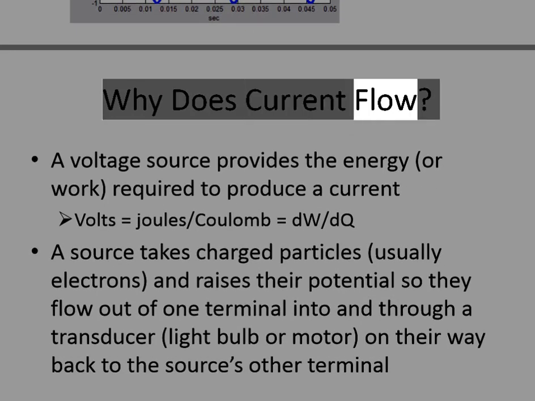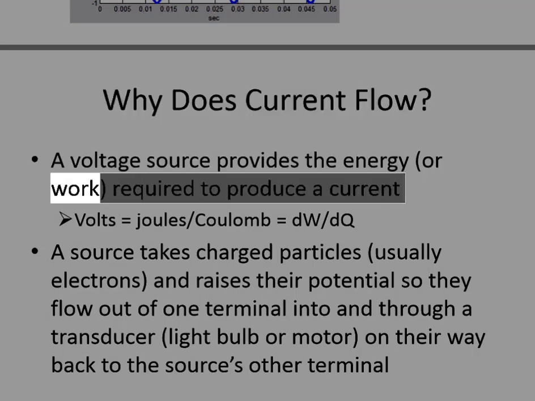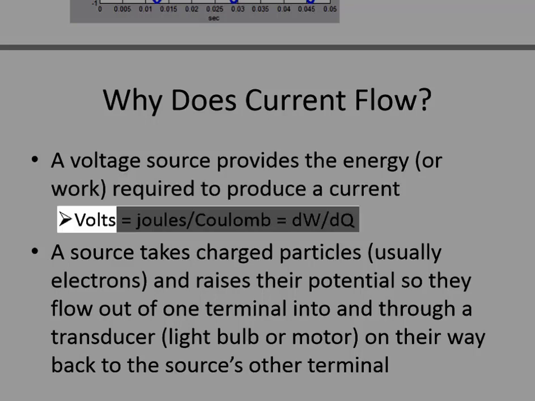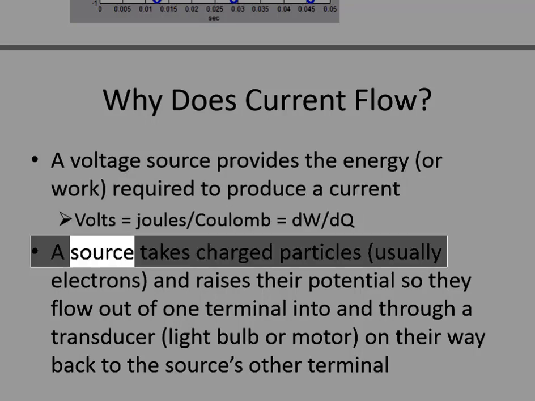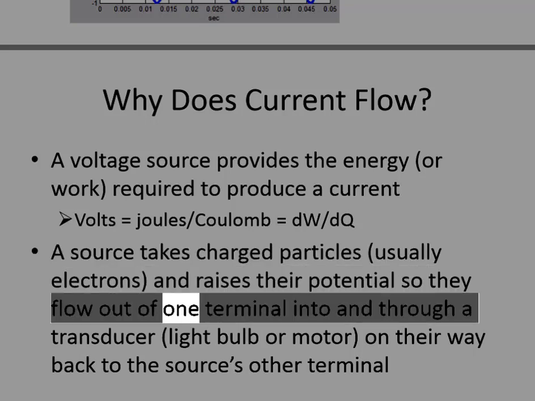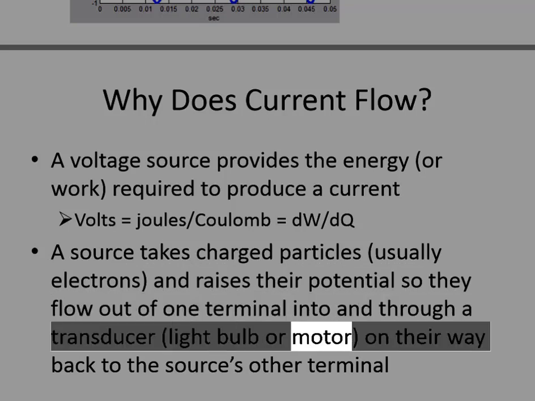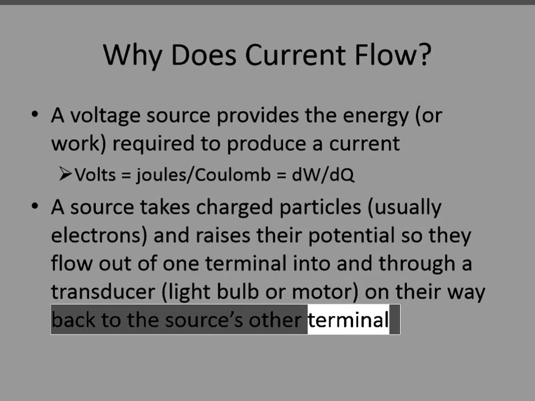Why does current flow? A voltage source provides the energy, or work, required to produce a current. Volts equals joules/coulomb equals dW/dq. A source takes charged particles, usually electrons, and raises their potential so they flow out of one terminal into and through a transducer, a light bulb or motor, on their way back to the source's other terminal.